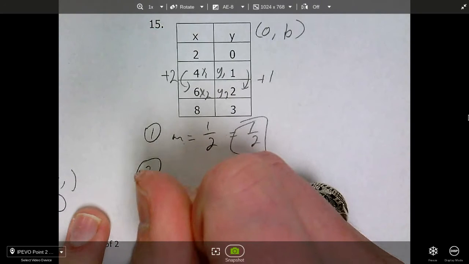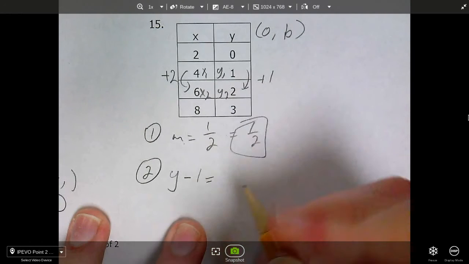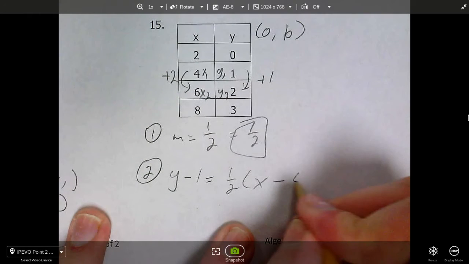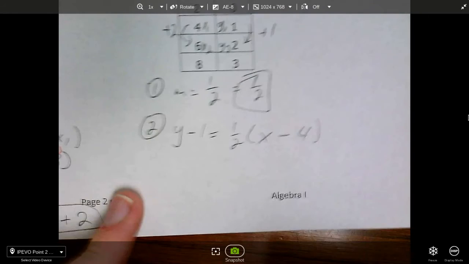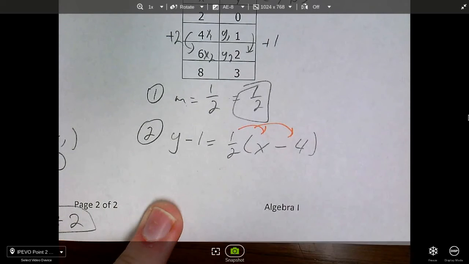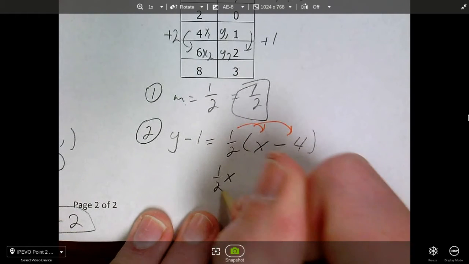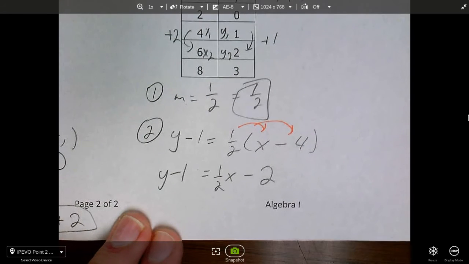All right, step 2, y minus y1, y1 is 1 up here, y minus 1 equals 1/2 times x minus x1, which is 4. All right, so I'm going to distribute this 1/2 like we've been doing for the last couple days. Get 1/2 x minus 2, and y minus 1.